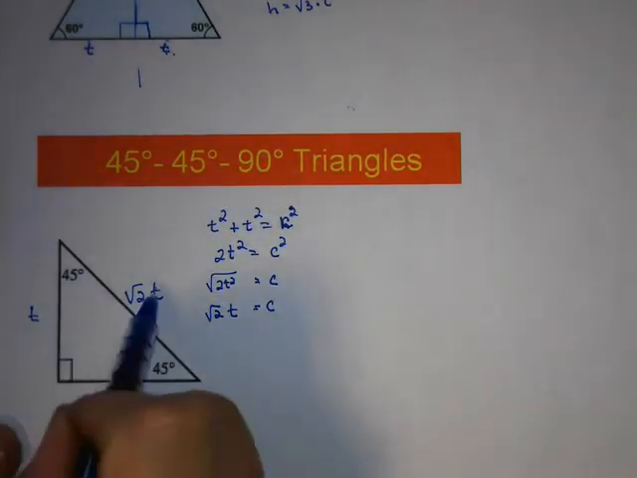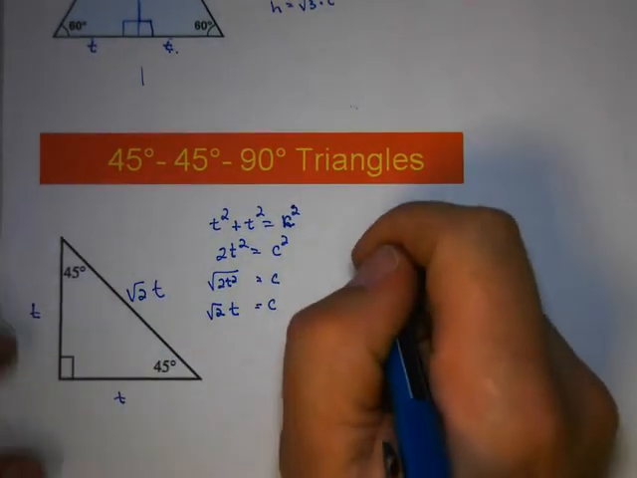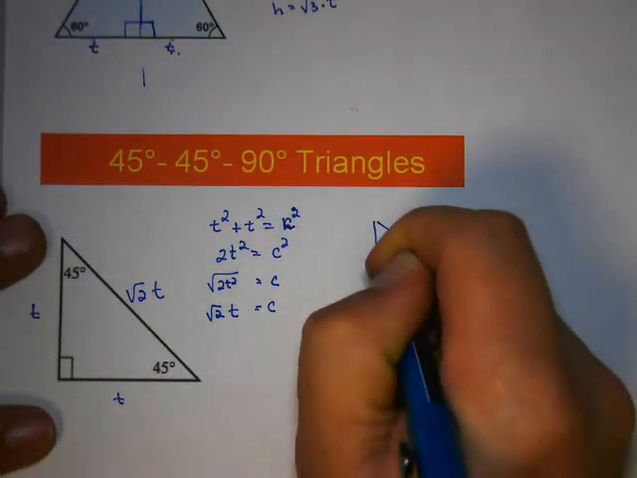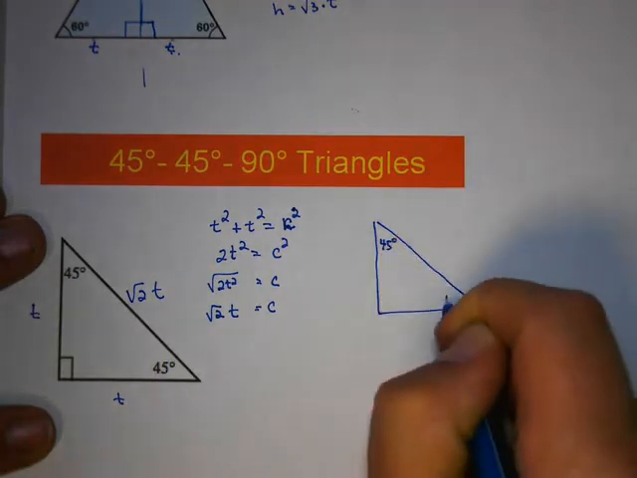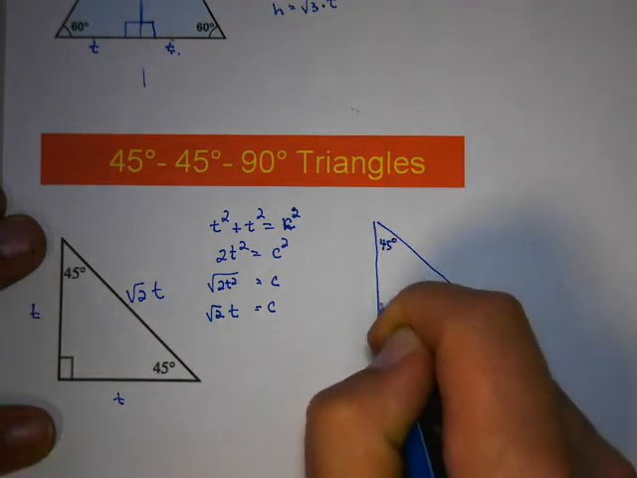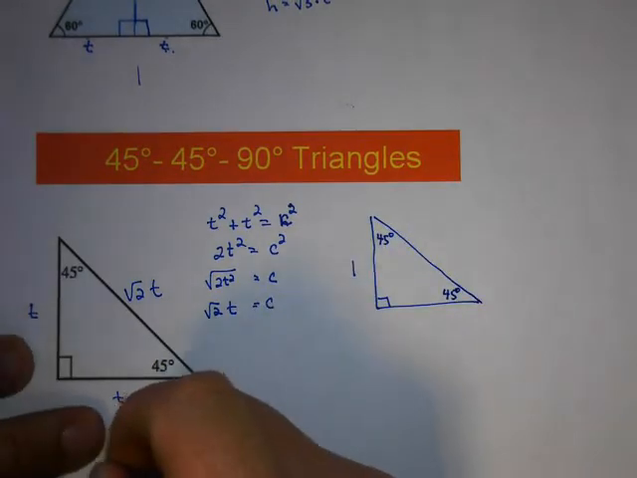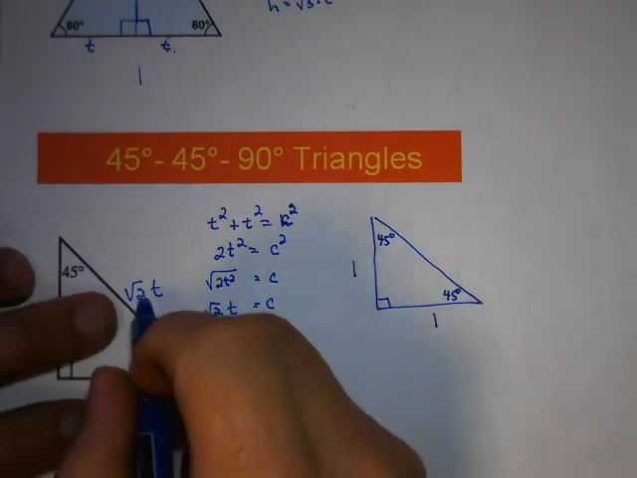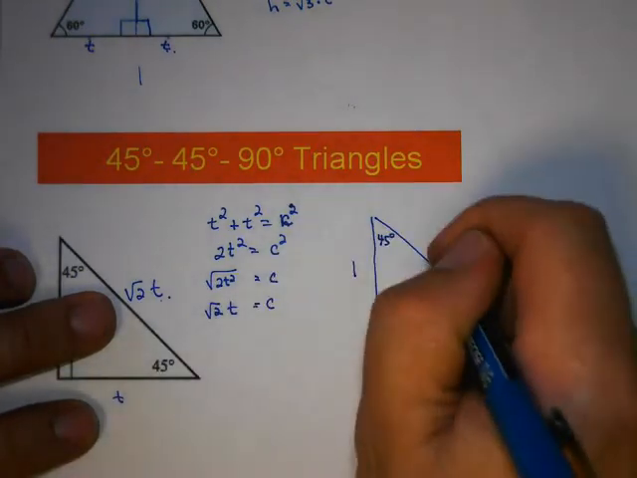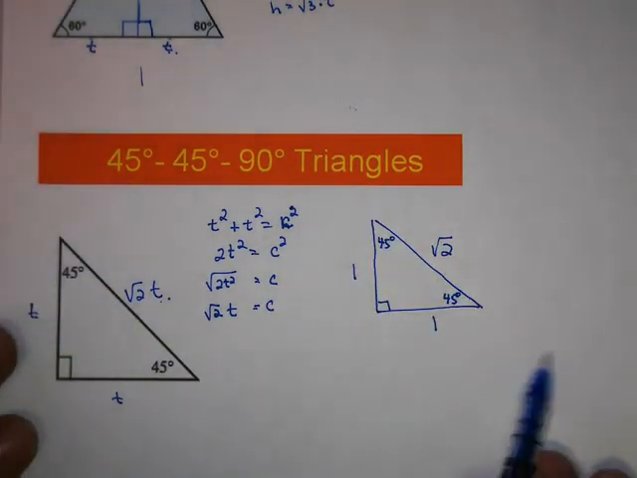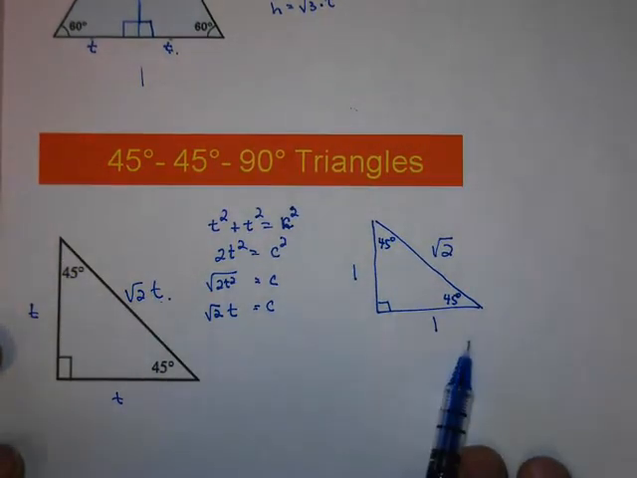So now notice again how we have a t in everything. So this right triangle with 45 degrees, 90. If we divide t by t, we get 1. Divide t by t, we get 1. Square root of 2t divided by t is the square root of 2. So again, this is a basic 45 degree triangle.